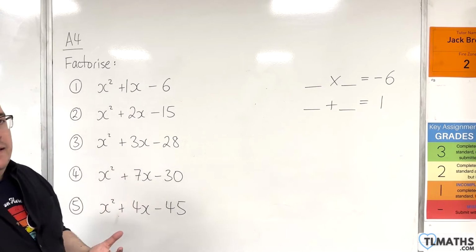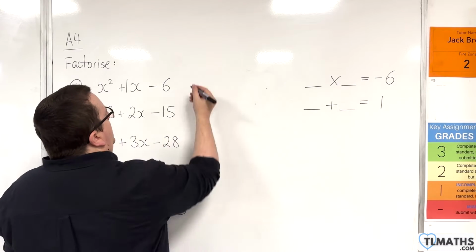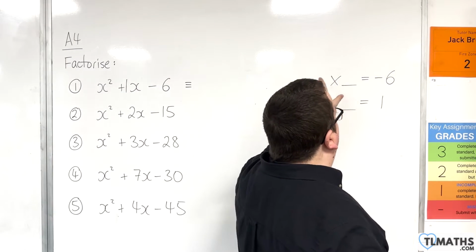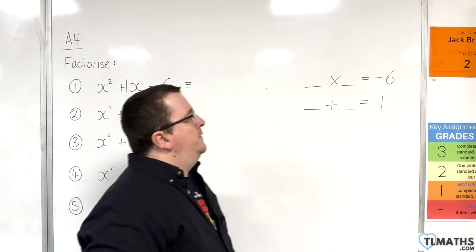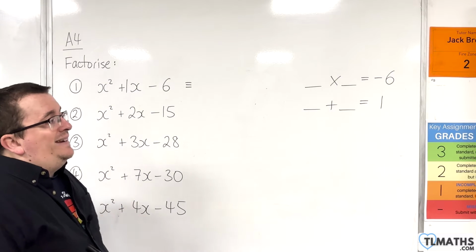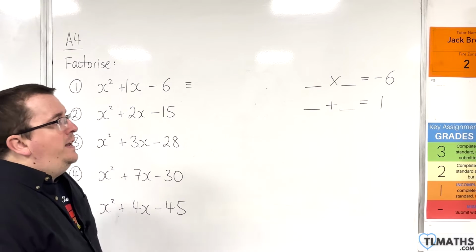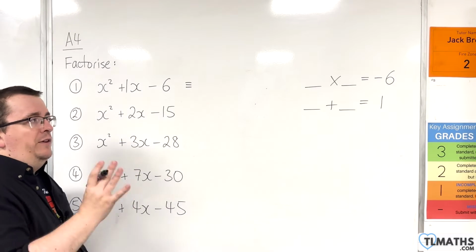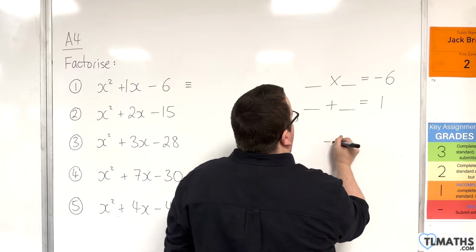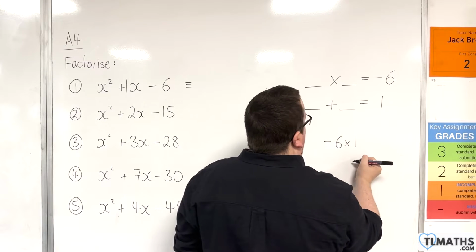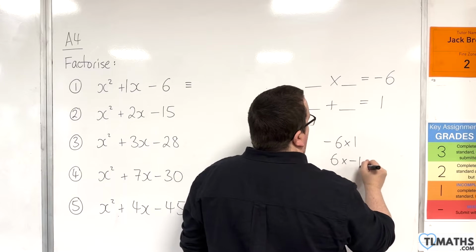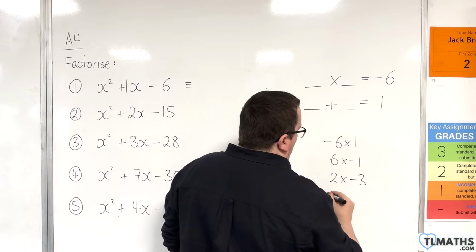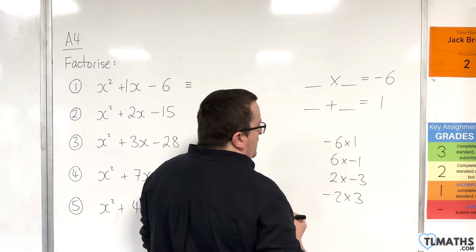So now we're bringing in negative values here. So we know that one of them is going to be negative and the other positive, because otherwise we're not going to get that negative 6. And they've got to add together to make 1. So thinking of ways that we could make minus 6, we could have minus 6 times 1. So you can write them down like this if it helps. Minus 6 times 1, or we could have 6 times minus 1. Or we could have 2 times minus 3, or minus 2 times 3.